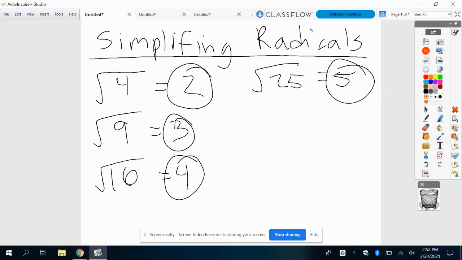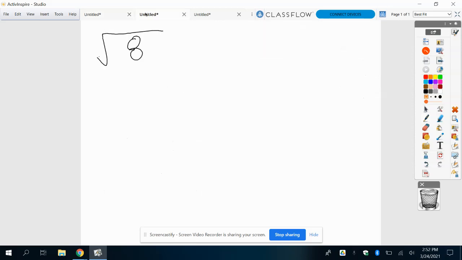And things don't always work out that nicely. You're not always going to get the square root of 9 and be able to tell me the answer is 3. Sometimes you're going to have to simplify that radical. So we're going to look at a few examples and a couple different ways that you can go about simplifying radicals. The first one we're going to look at is radical 8. We're going to talk about how we could simplify the square root of 8.